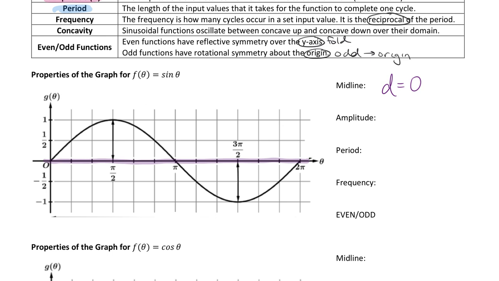The amplitude we define to be the height of the trough or the height of the crest. So how far it is to go from the midline to the max or the midline to the min. How far is that on this one? 1. So no matter where I look, if it's a crest or a trough, my amplitude, A, is equal to 1.